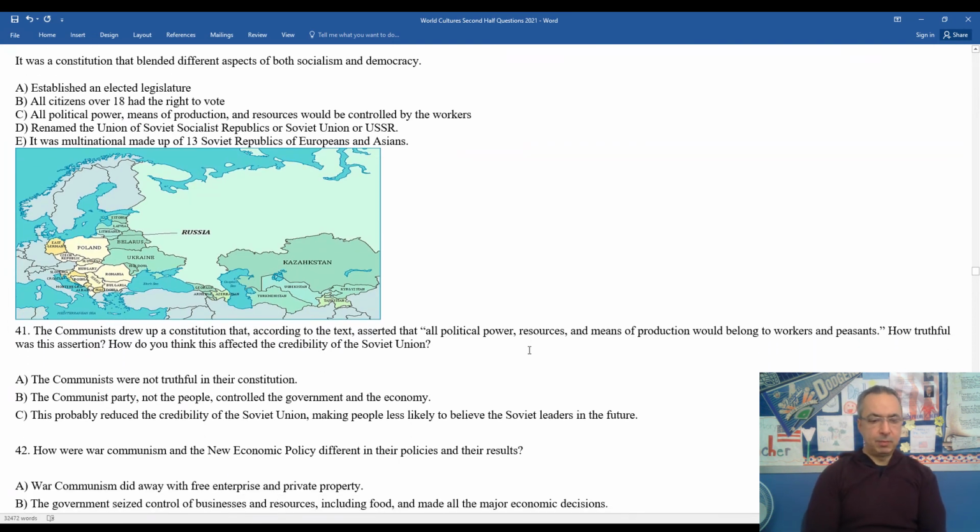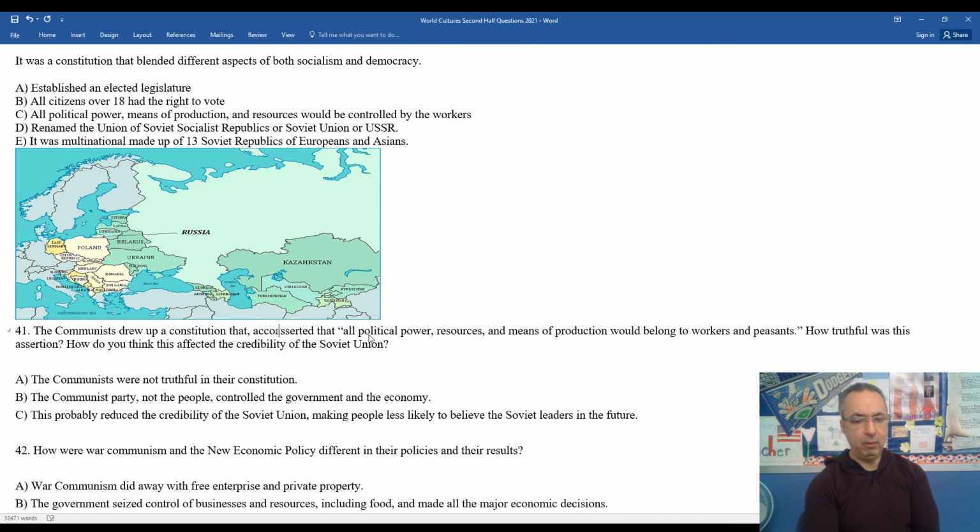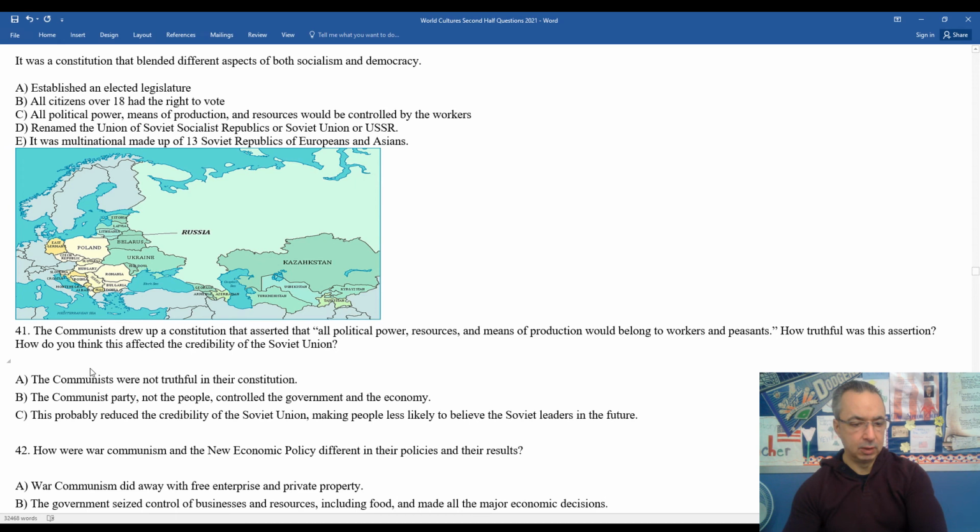Okay, 41, the communists drew up a constitution that, according to the text, asserted that all political power, resources, and means of production would belong to workers and peasants. How truthful was this assertion? How do you think this affected the credibility of the Soviet Union?